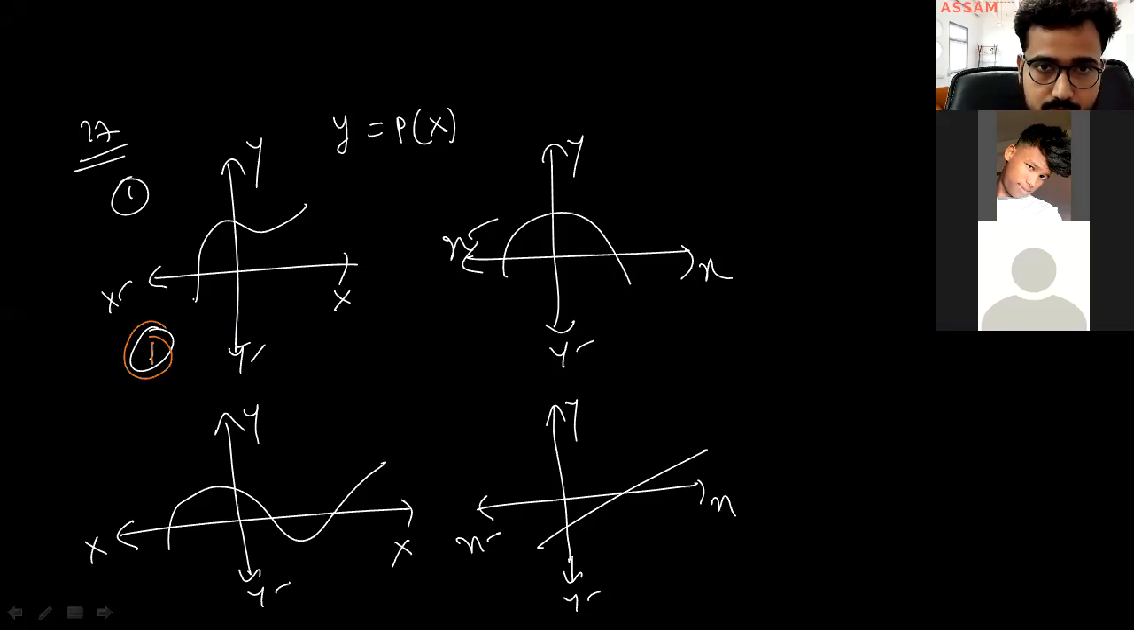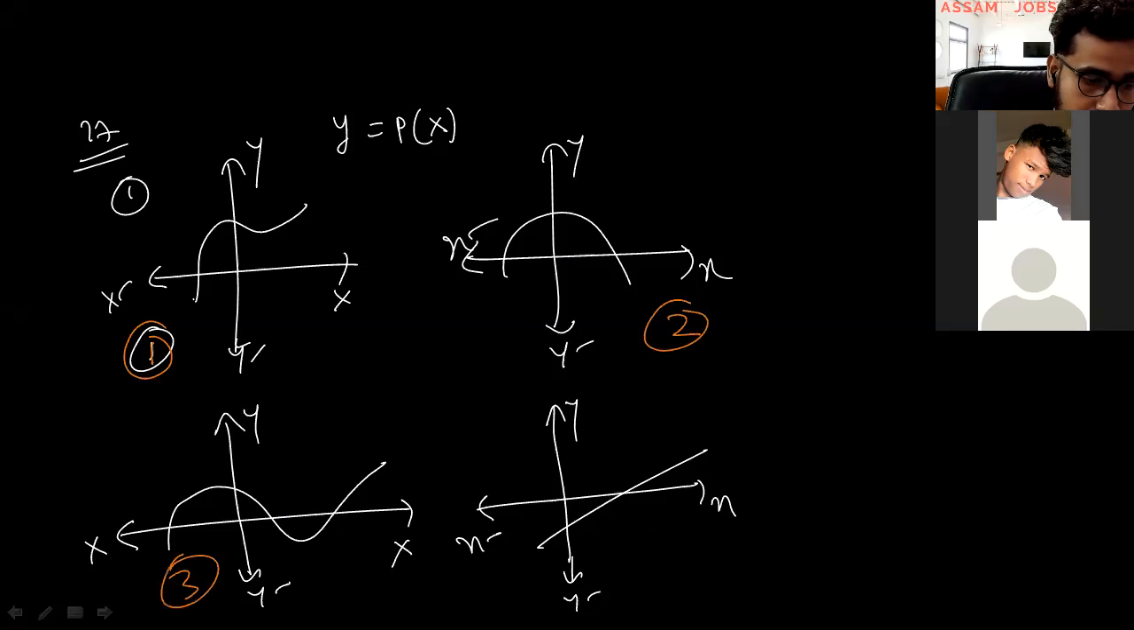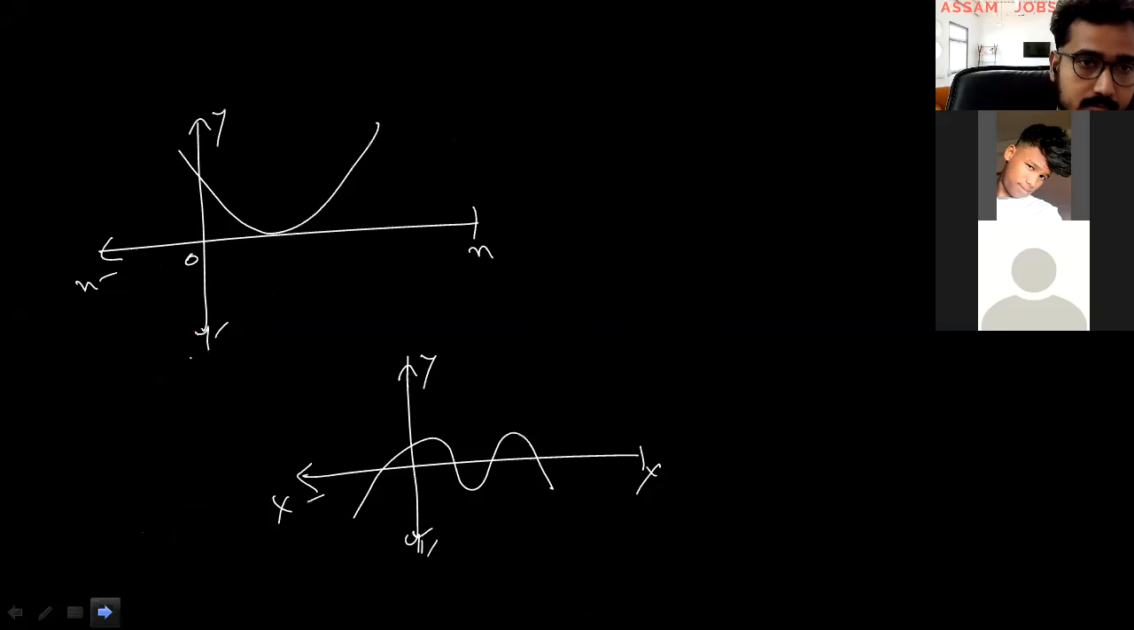Yes, two solutions, because it cuts the axis at 2 points. Here, how many solutions? 3. Good. Here, 1. Here, 1. Here, 4. Good, because here it cuts the axis at 4 points: 1 point, 2 points, 3 points, 4 points.